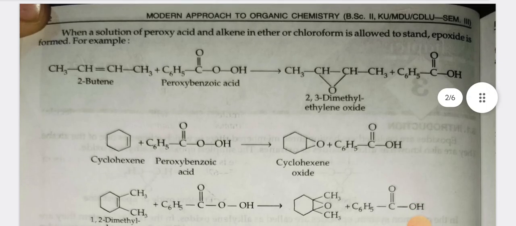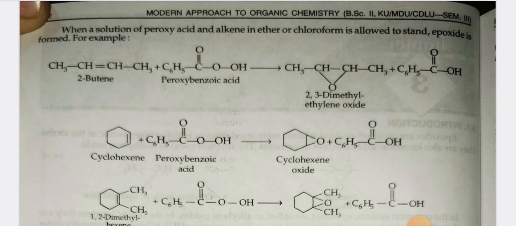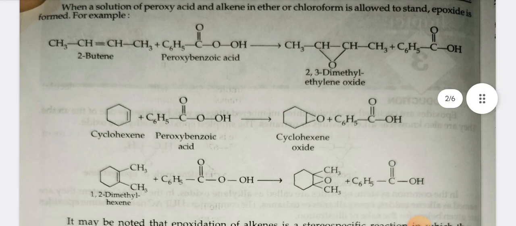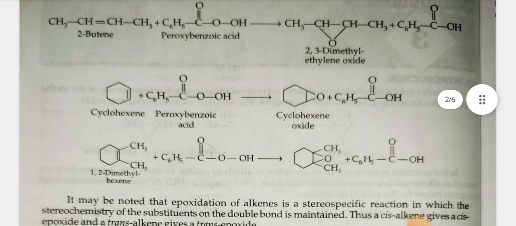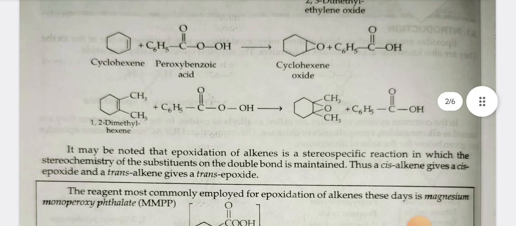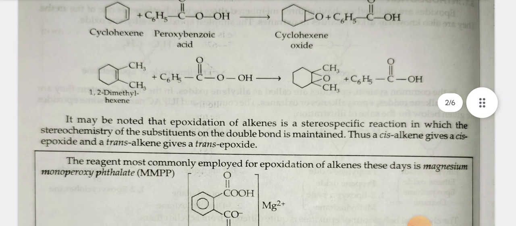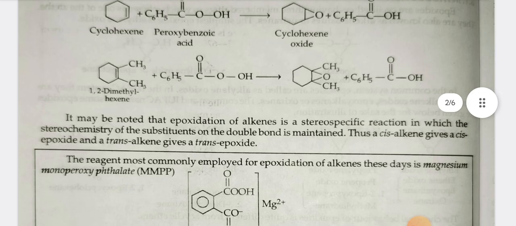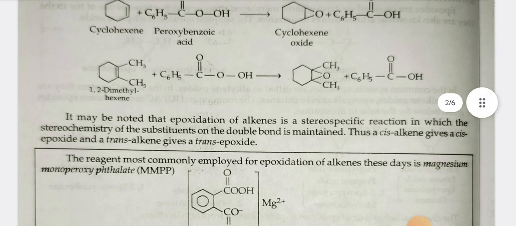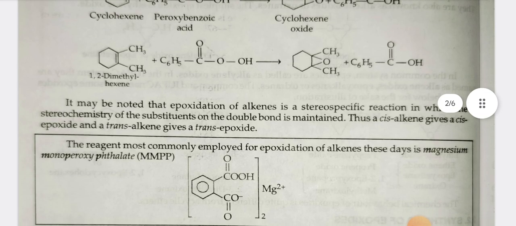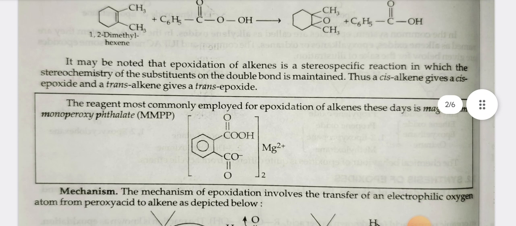For example, 2-butene plus peroxybenzoic acid will give 2,3-dimethyl ethylene oxide. Cyclohexene plus peroxybenzoic acid will give cyclohexene oxide. It may be noted that epoxidation of alkenes is a stereospecific reaction in which the stereochemistry of the substituent on the double bond is maintained. Thus, a cis alkene gives a cis epoxide and a trans alkene will give a trans epoxide.